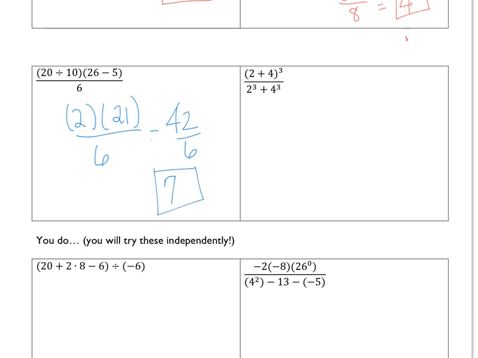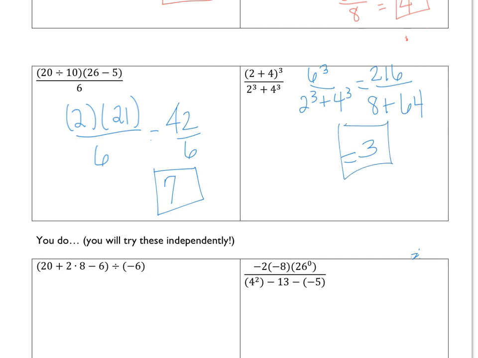Over here, parentheses we do first, so we're going to simplify 2 plus 4 is 6, and that is 6 to the third power over 2 to the third power plus 4 to the third power. That's 216 divided by 8 plus 64, which is going to give us an answer of 3.